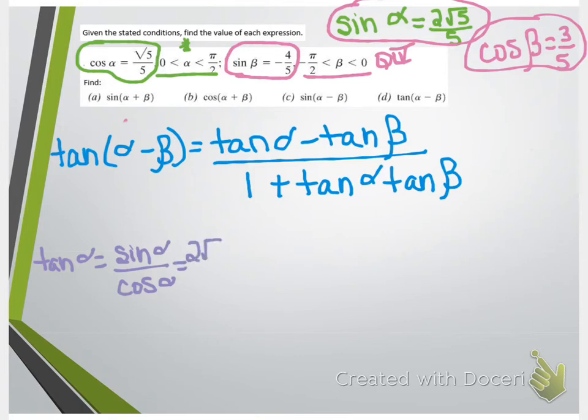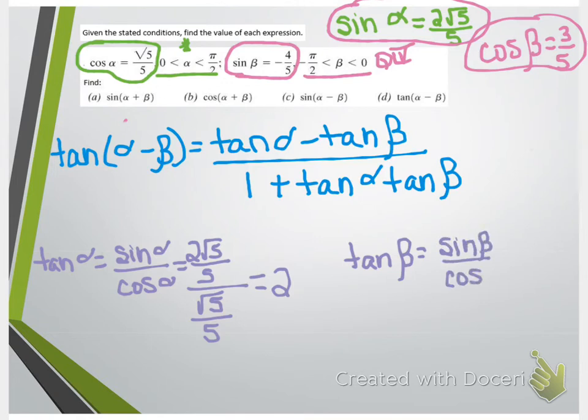So 2 root 5 over 5 over root 5 over 5. That's 2, isn't it? So the tangent of alpha is 2. And tangent of beta, again, we're doing sine over cosine. So sine of beta is negative 4/5 over cosine beta is 3/5. That's negative 4/3.